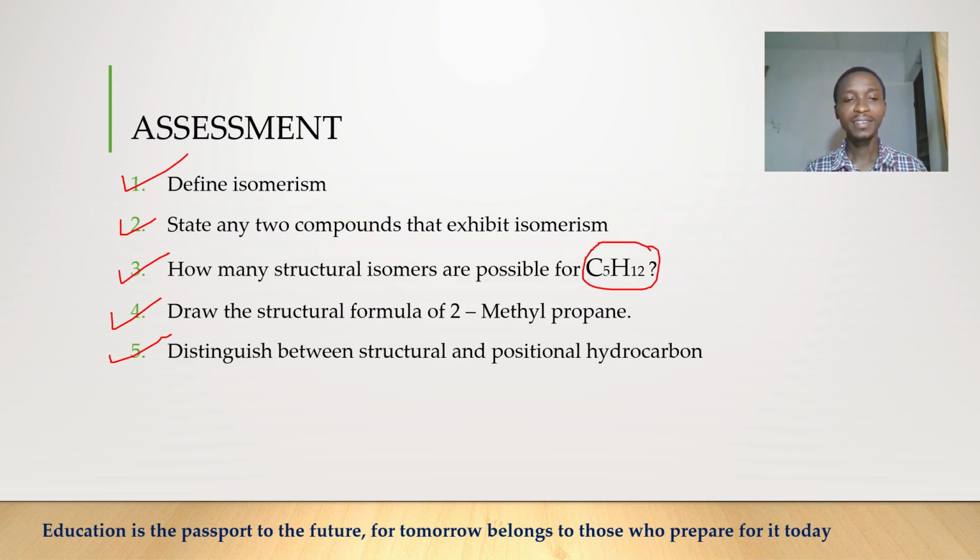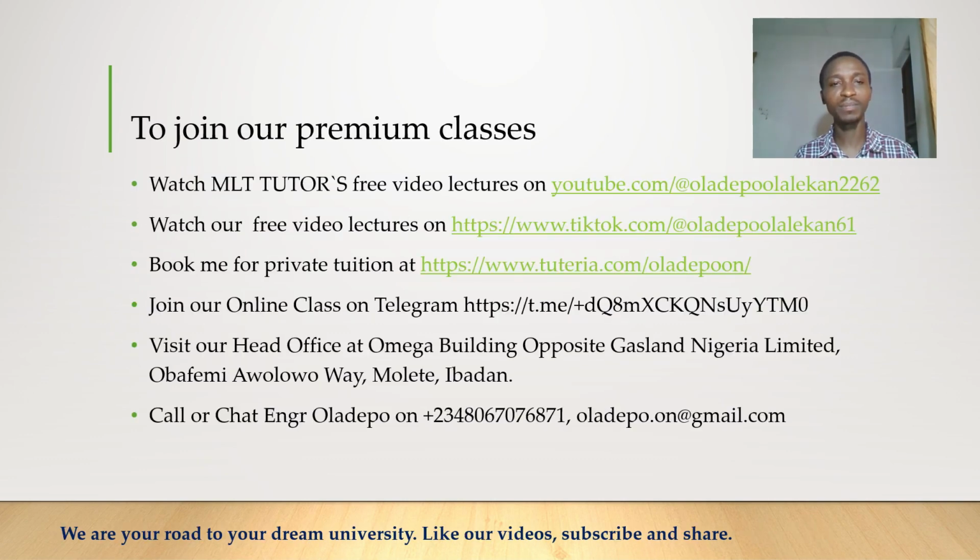Alright, 8 minutes just went down like 8 seconds, and so far we've been discussing isomerism. We have defined what isomerism is, stated the compounds that exhibit isomerism as well as their isomers, as well as the types of isomerism that we could have. We've had a quiz on isomerism as well as an assessment on isomerism.